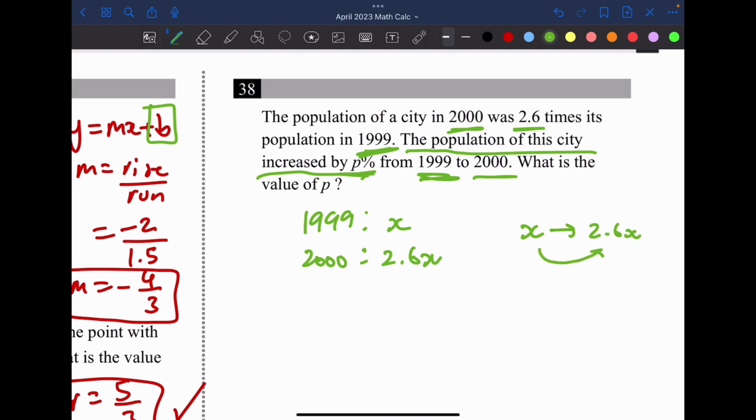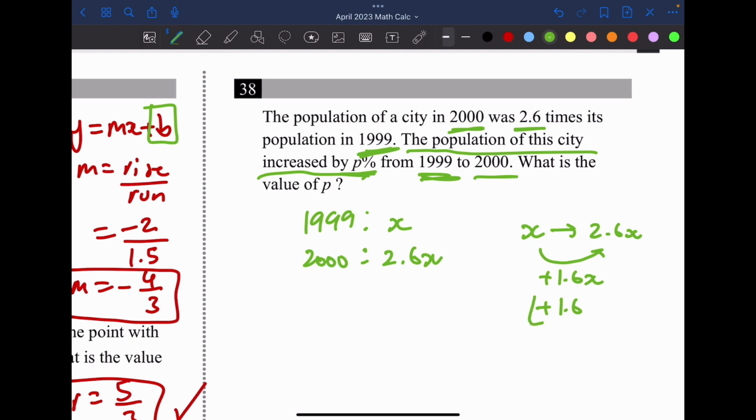Okay, so we went from x to 2.6x. How much did we add? We added 1.6x. That means we added 1.6 in terms of kind of the population that we already had. Whatever the factor is, that's what we added. What is that percent? 1.6 as a percent is equal to 160%. Okay, but then if you look at the actual question, it tells you what is p. So p is only 160. If you include the percent sign, you are wrong.